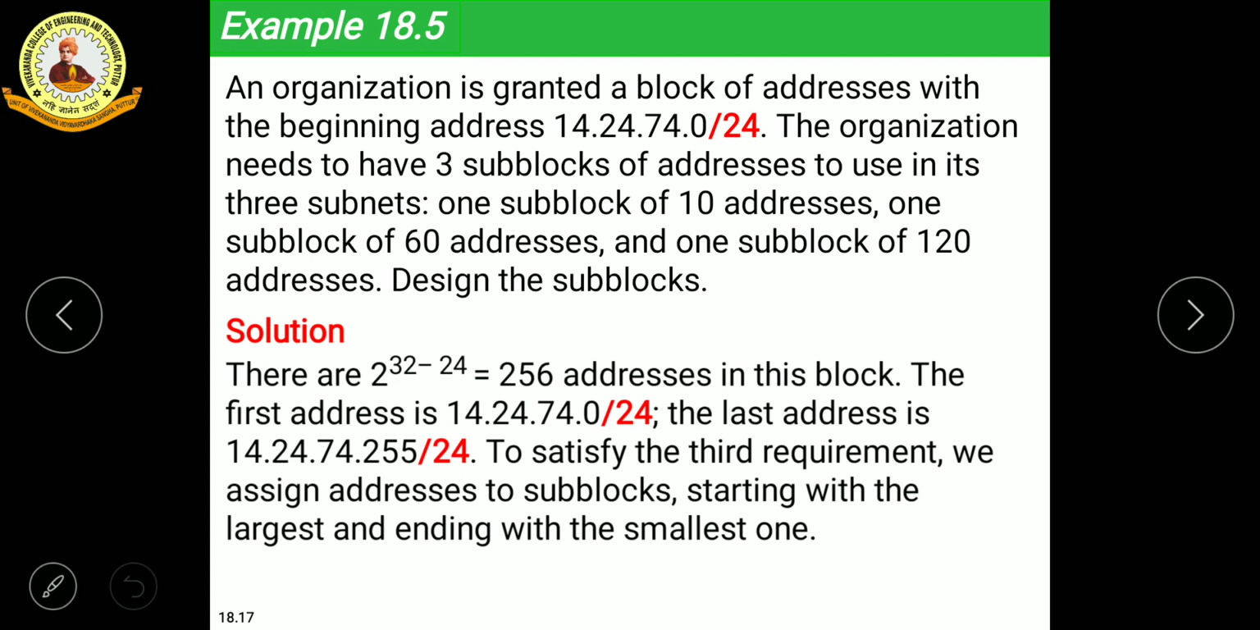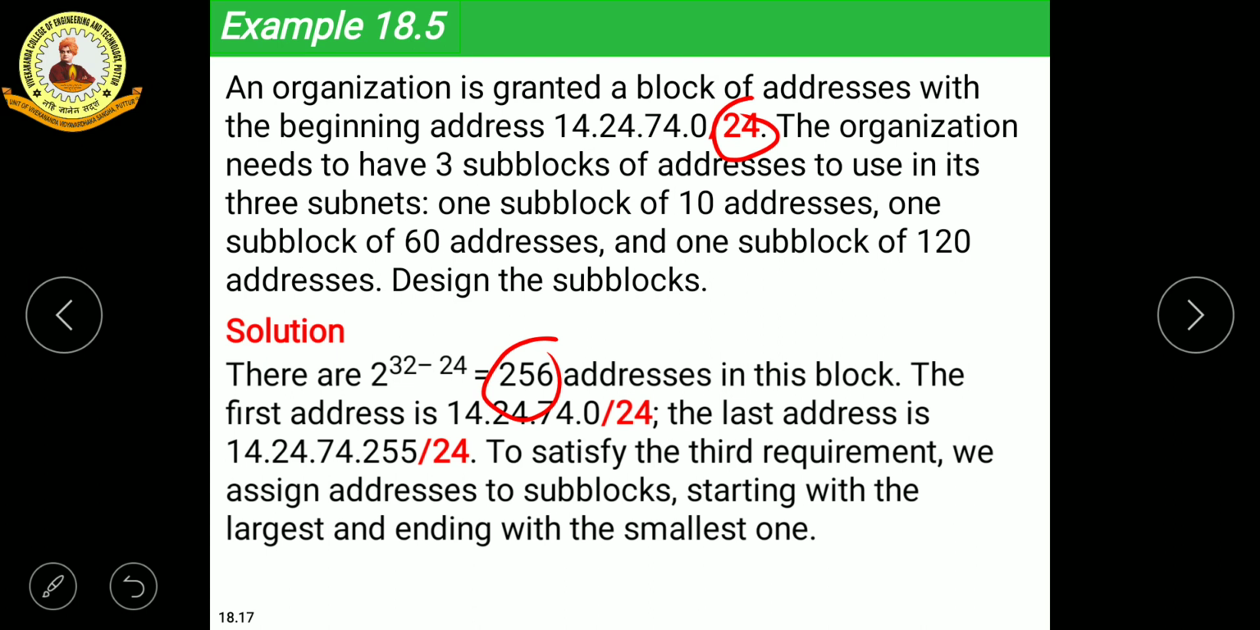So how many addresses are there? 2 raised to 32 minus 24 addresses, or the value of capital N. Capital N will be 2 raised to 32 minus n. What is the value of small n? Small n is 24, as it is mentioned here. So the value of capital N will be 2 raised to 32 minus 24, that is 256. So there are 256 addresses in this block.